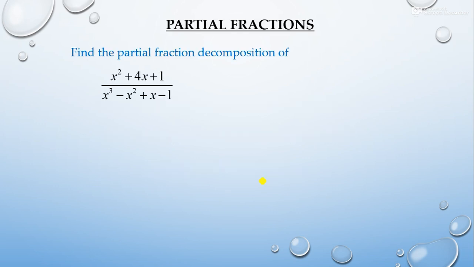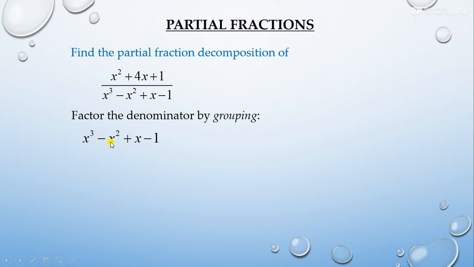Okay, so now suppose we have this example here. When you factorize the denominator, how can you factorize it? Here you can see that if you take the first two terms and take x square common, that will give x minus 1, and the last two terms are x minus 1. So from here you will get the factors x minus 1 and x square plus 1.